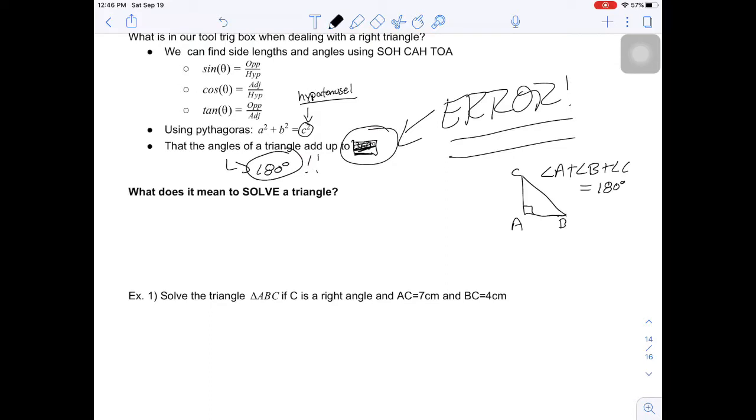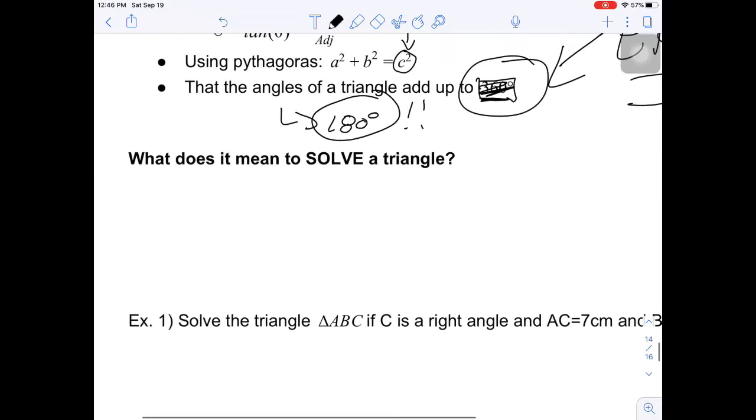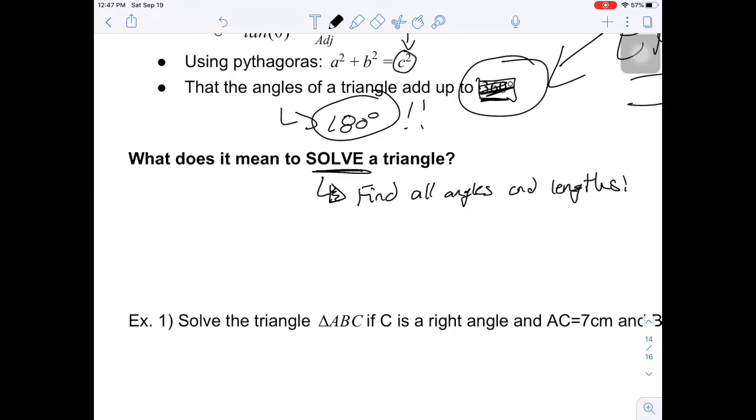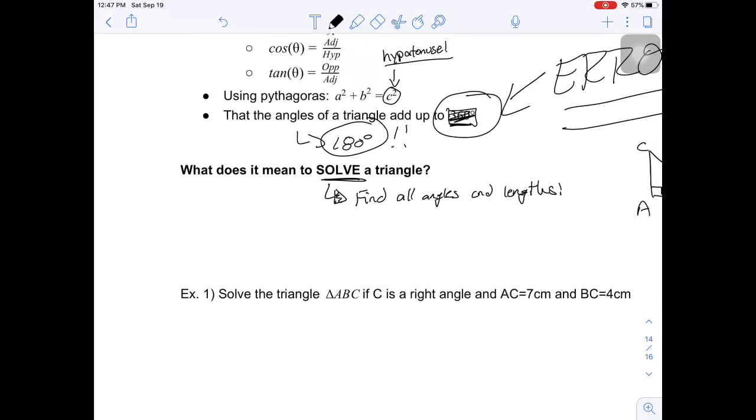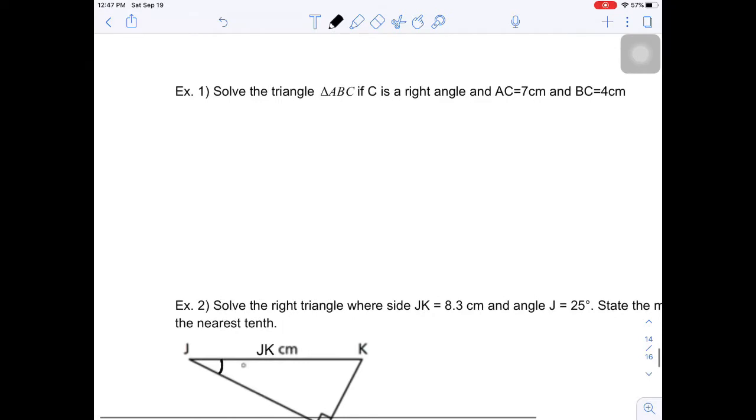Sorry about that. Now, what does it mean to solve a triangle? When you want to solve a triangle, that essentially means you want to find all angles and lengths. If you're ever asked to solve a triangle, it wants you to find everything you know about that triangle. So let's look at example 1 here. Solve the triangle ABC if C is a right angle, the measurement of A to C is 7 centimeters, and the measurement of B to C is 4 centimeters.